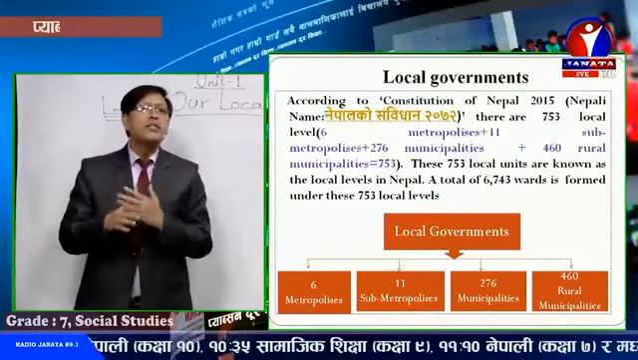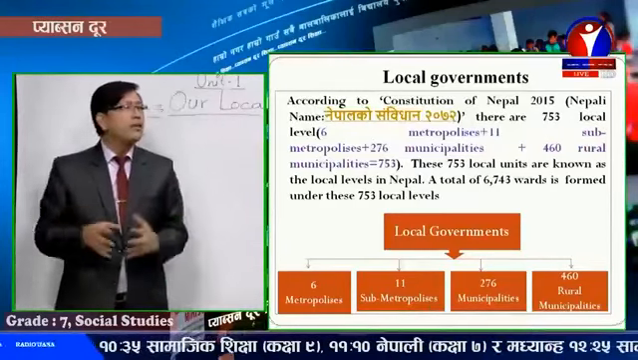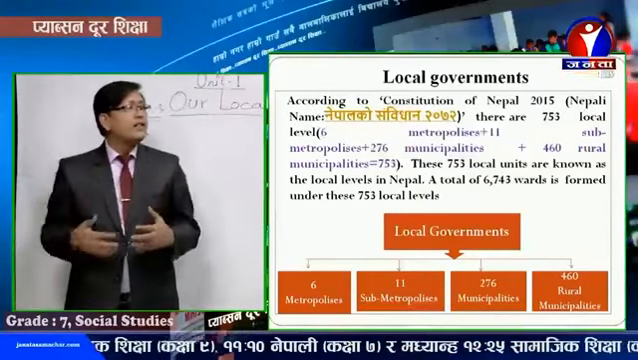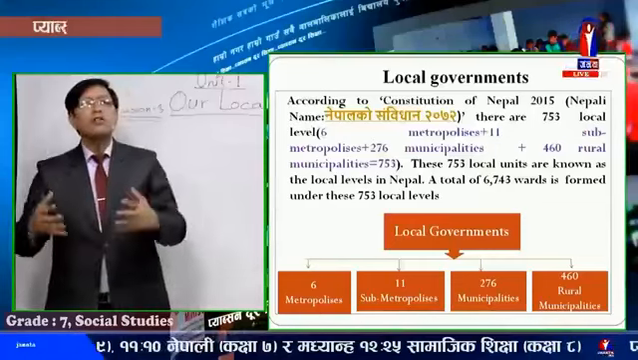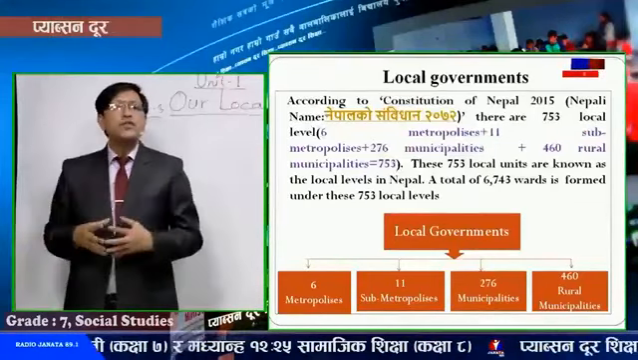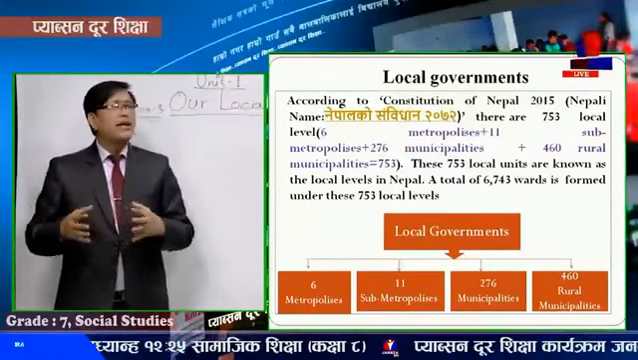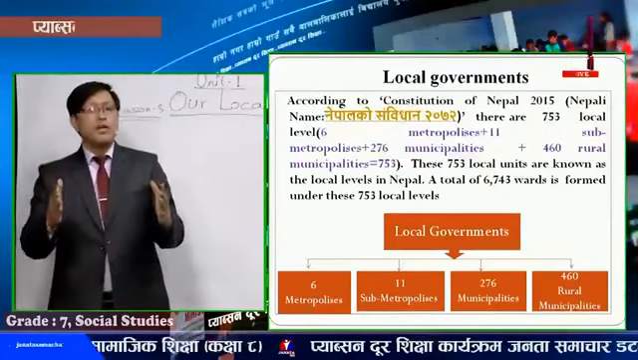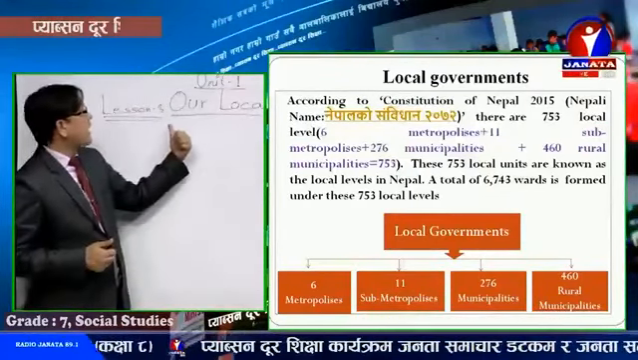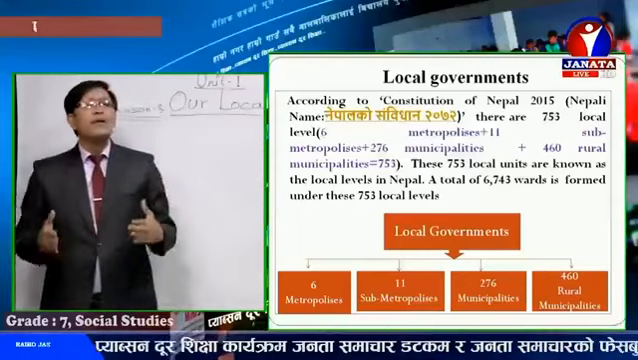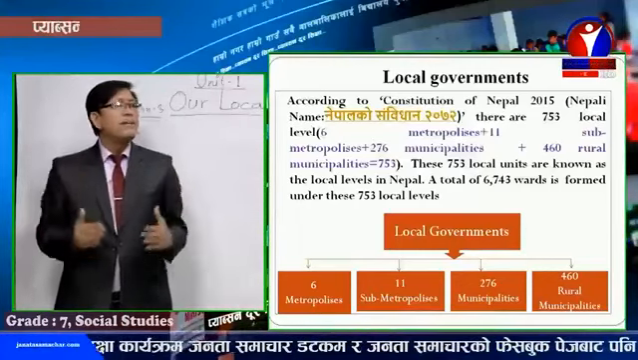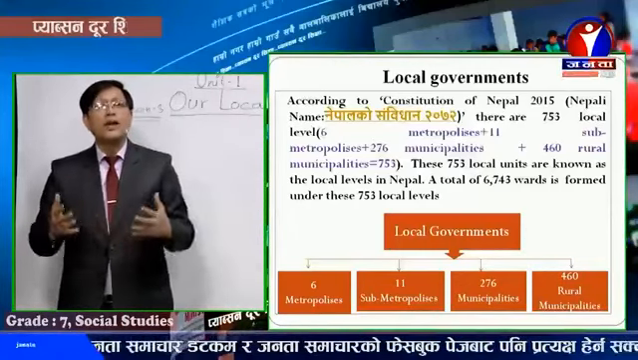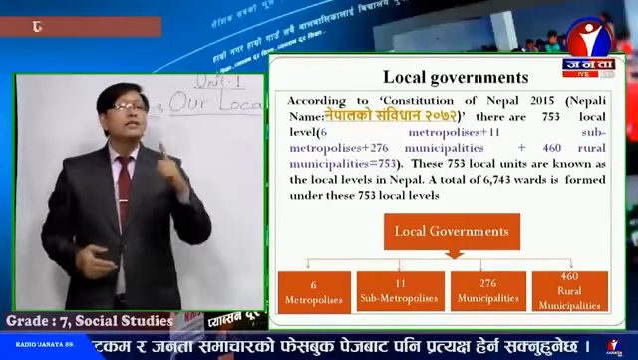The clock of the studio is telling that time is running out. So let's quickly see, according to the Constitution of Nepal 2072, there are 753 local bodies. Boys and girls, today's lesson is our local governments. Now let's see. There are 753 local bodies, local levels, and in each local level there is one government.